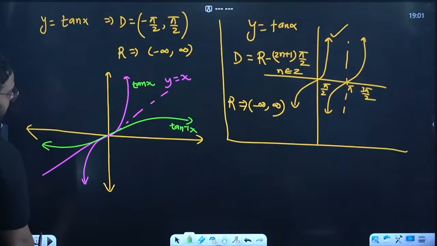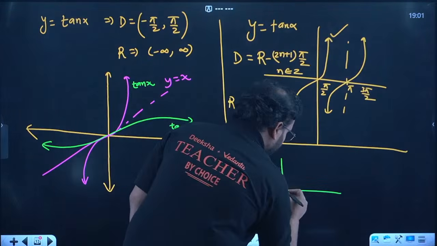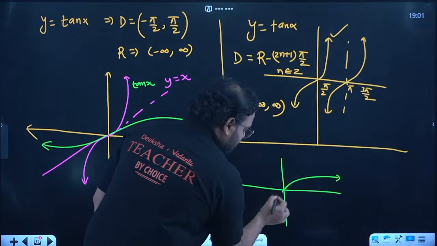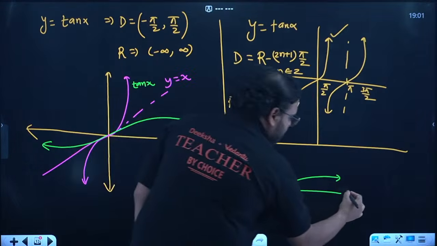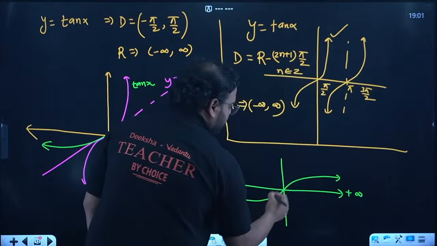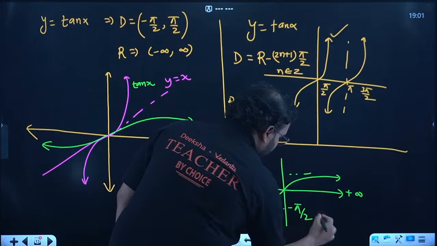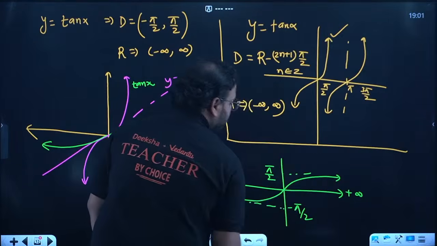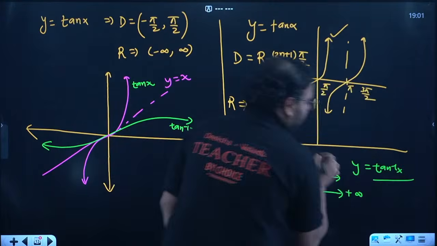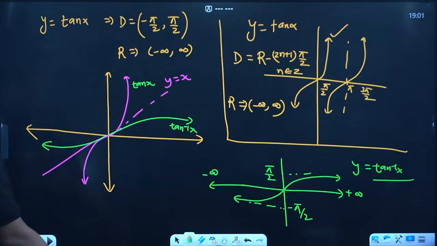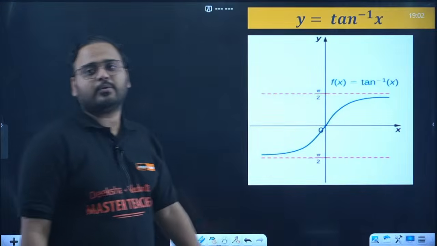If I draw this part, if I have to draw the final answer, it will look like this. You'll have results like this, and backwards over here, this goes all the way to minus infinity, this is plus infinity, and this upper bound is what? This lower bound is minus pi by 2, and the upper bound is plus pi by 2. This is which graph? Y equal to tan inverse of x. Please check. Upper bound is pi by 2, lower bound is minus pi by 2.